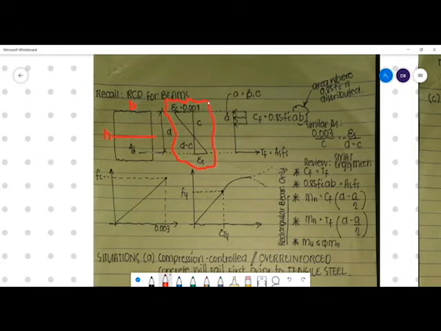So, we have a concrete here. And whenever it is being subjected to bending moment, of course, you know that your concrete is being strained in compression.